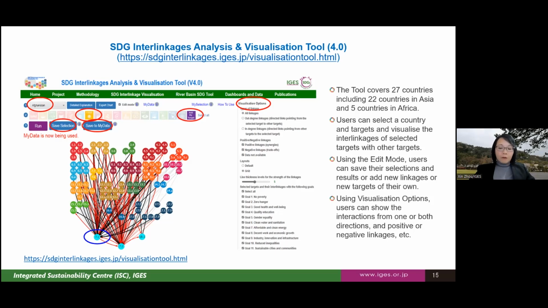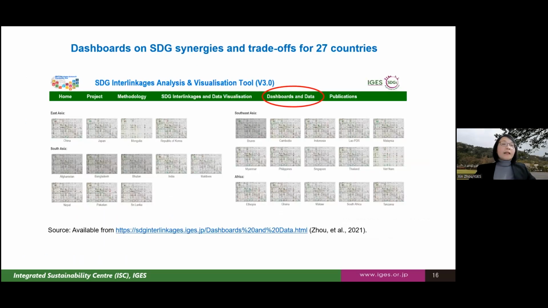The tool provides a couple of visualization options, including showing the outward linkages or the inward linkages, and showing only the positive linkages, or synergies, or the negative linkages, the trade-offs. The tool provides a function for editing the strength of the links and adding new targets or linkages by the users. I will introduce this in detail later. Besides the visualization function, the tool also provides national dashboards in a matrix format on the synergies and the trade-offs between 169 SDG targets for 27 countries.